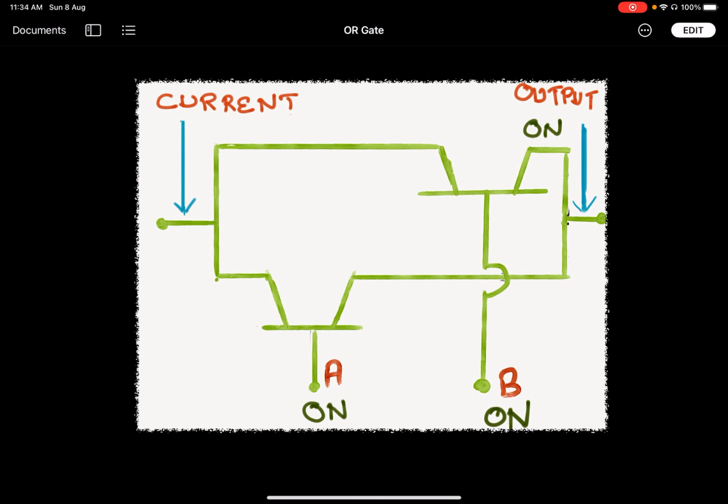So now what will happen when both the transistors are on? Same case. When both the transistors are on, current from the left electrode will flow through both the transistors and will reach the output. When both are on, the output is also in the on state.